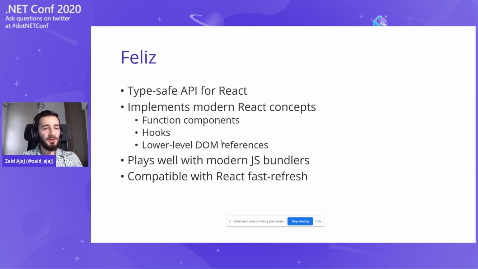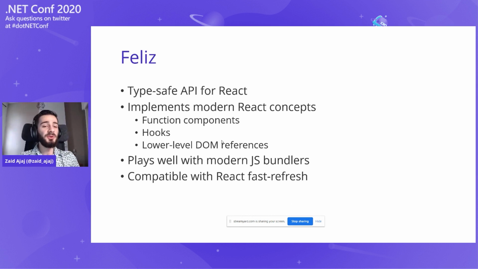All right, so the library in subject for today is Feliz. It will be the binding for React. I'll show you how it makes the public API from React available in F#, and it kind of translates the modern concepts from there into F# code, such as function components, and we have specialized stuff for that, hooks and custom hooks, and of course lower level DOM references.